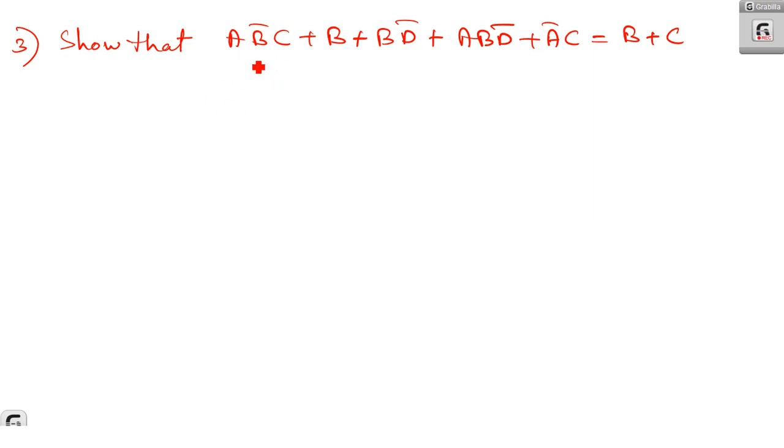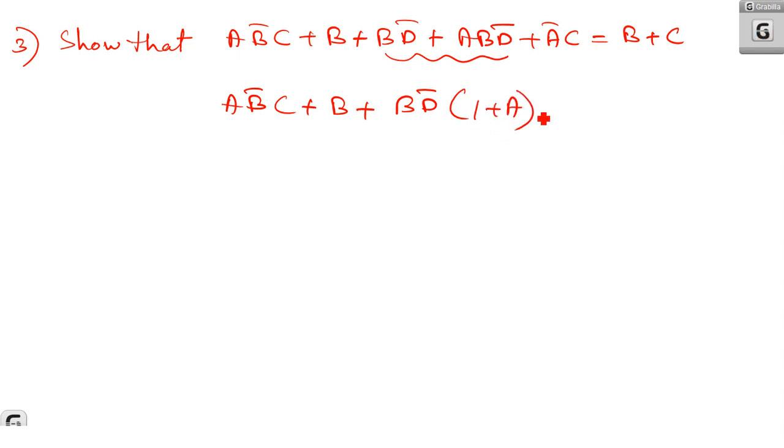Prove that A B bar C or B or B D bar or A B D bar or A bar C is equal to B or C. If you are looking at these two terms, B is there, so no need to touch B. Taking these two terms, you can write A B bar C or B or B D bar is common, B D bar into 1 or A, or A bar C.